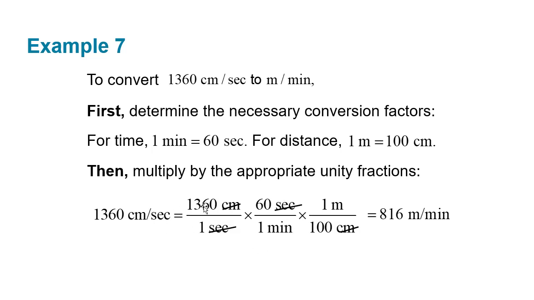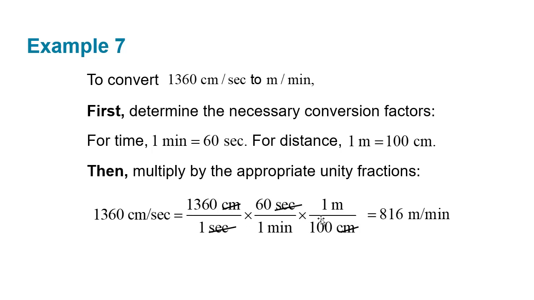You start with what you're given, 1360 centimeters over 1 second, because per always means divided by. And then we want to convert into minutes. So we go 60 seconds equals 1 minute. So there's my next fraction. Of course, we put seconds on top, so it will cancel the seconds down below.